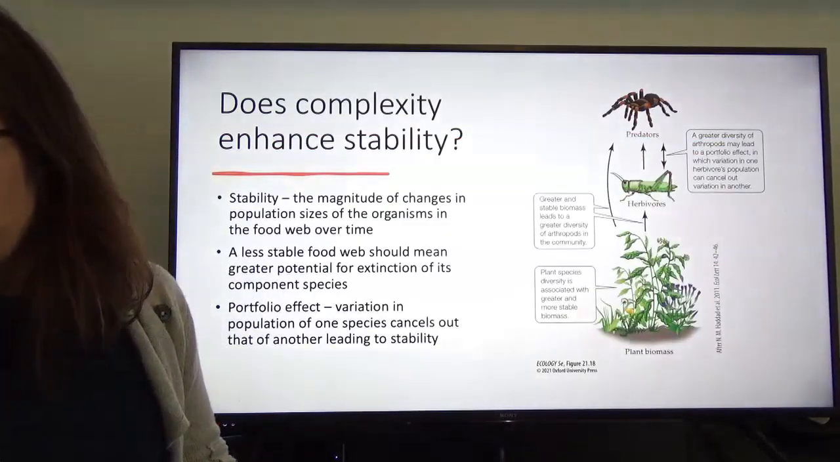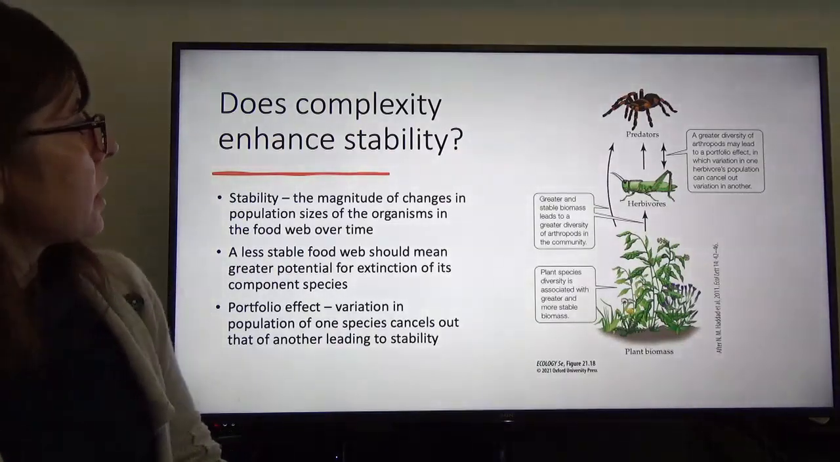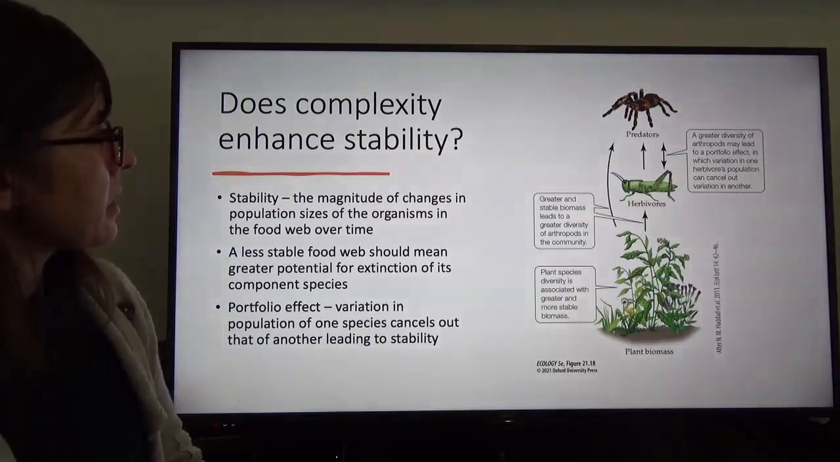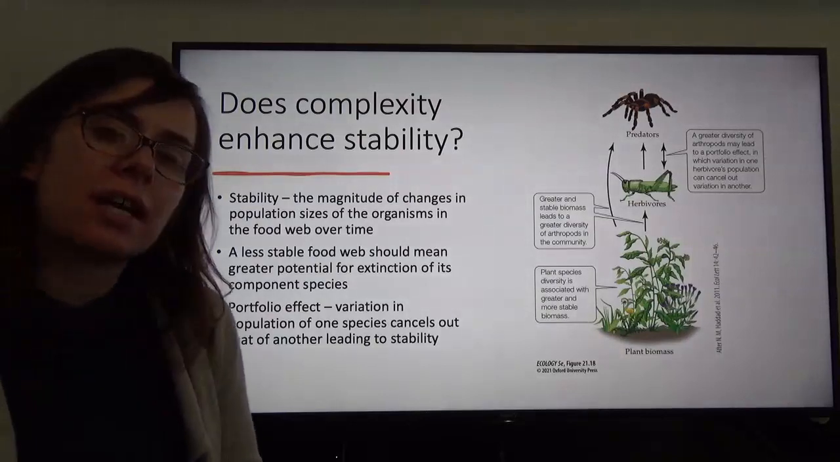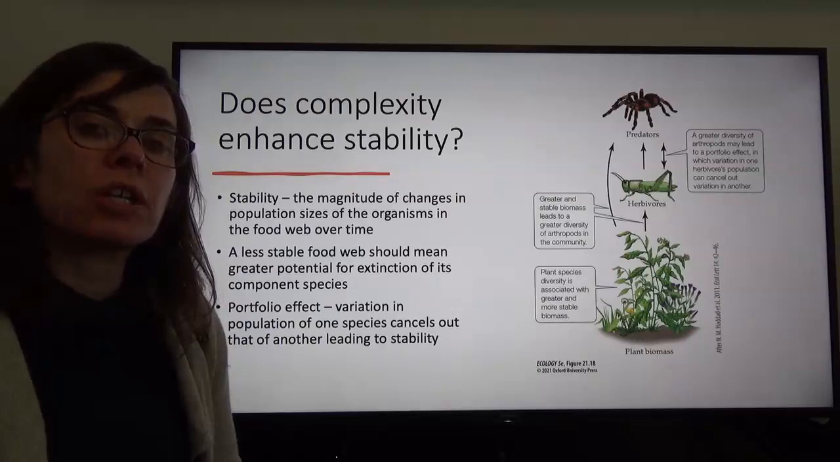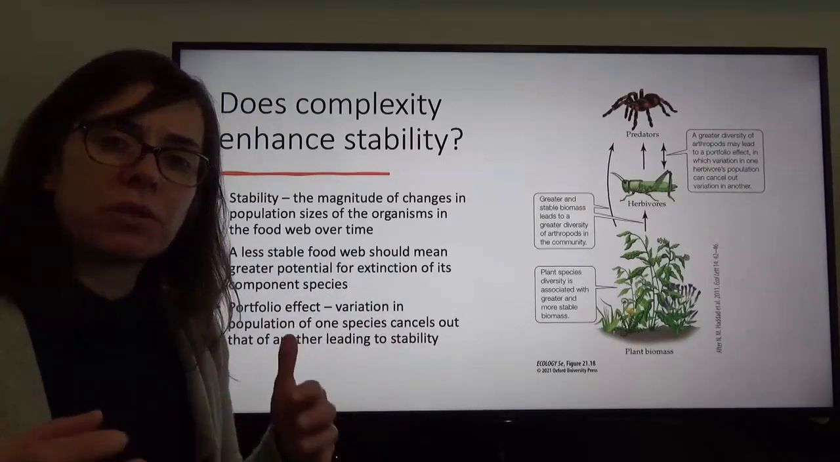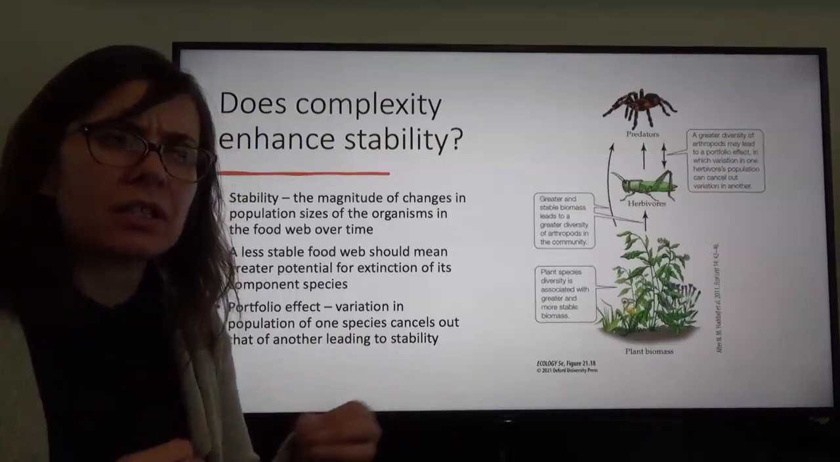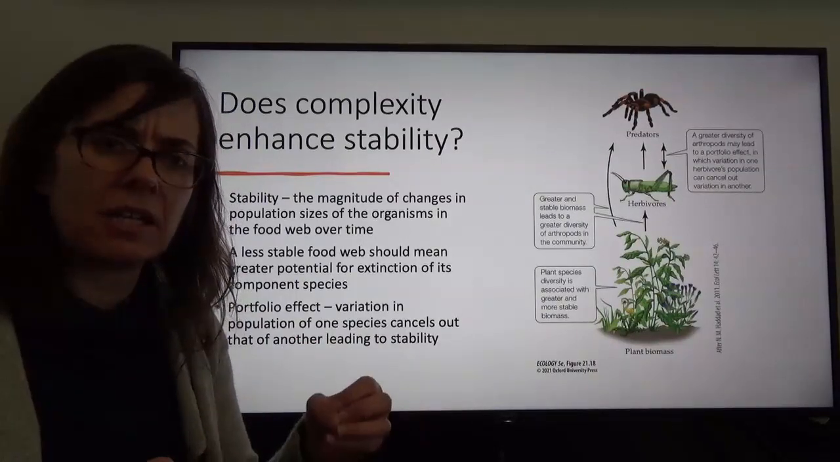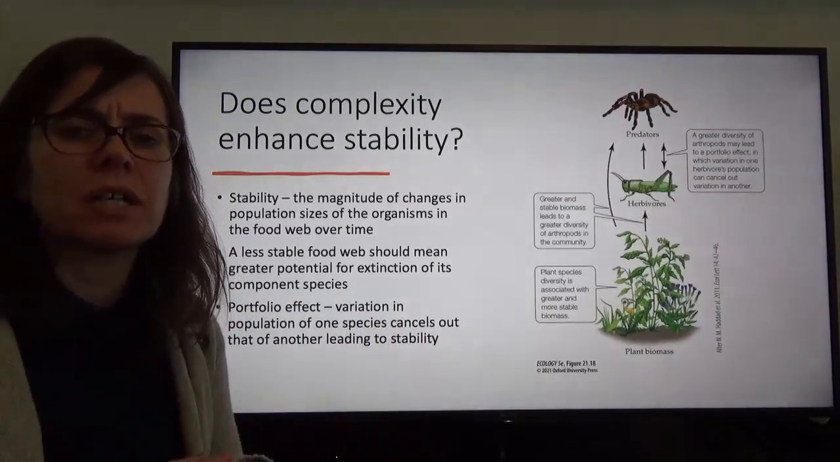Okay, the final piece of this is thinking about complexity of food webs and whether that enhances stability. For a long time, early ecologists thought that complexity in a food web should enhance stability, because the more connections you have, the more potential there is for redundancy, and the weaker the connections are between one species and another. So if a species is lost from the system, it's not going to have as big of an impact.